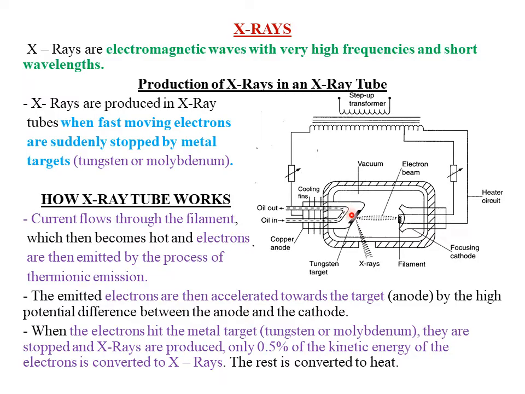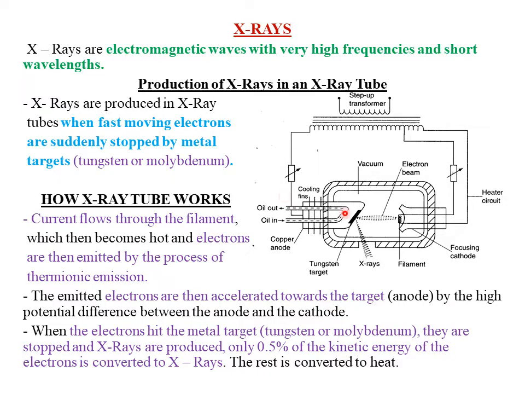Remember, the anode is positively charged and the electron beam is negatively charged. Therefore, unlike charges are going to attract each other. So the positively charged copper, or simply the tungsten, which is connected on the anode, because the anode is positively charged, it will accelerate this particular electron beam, which is negatively charged. So the emitted electrons are accelerated towards the target, which is simply the anode, by the high potential difference between the anode and the cathode.